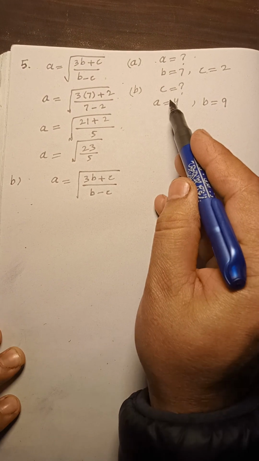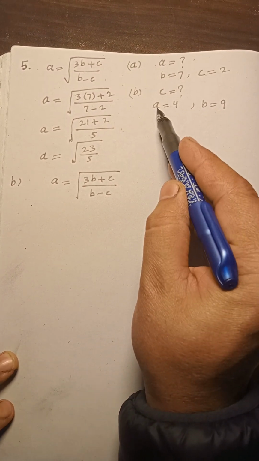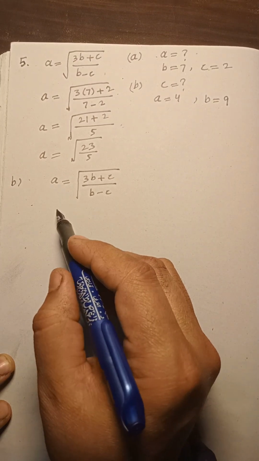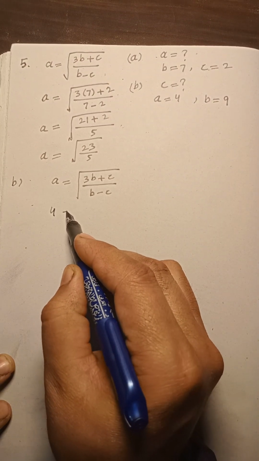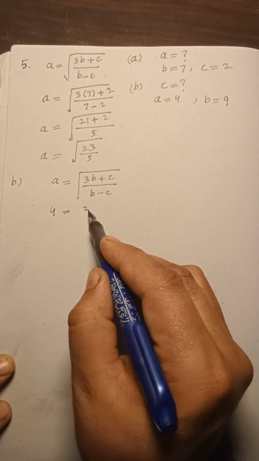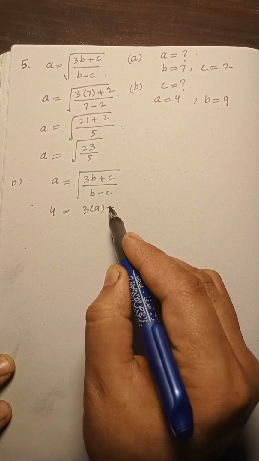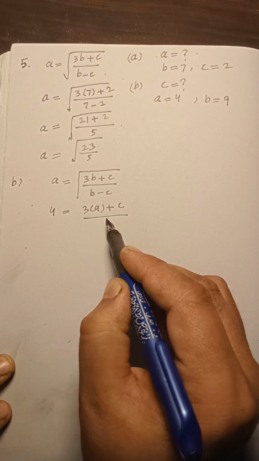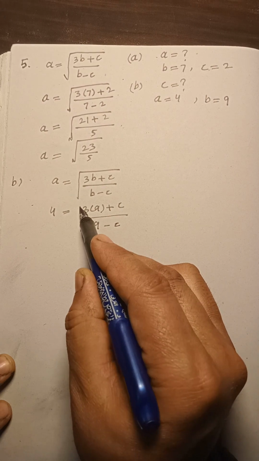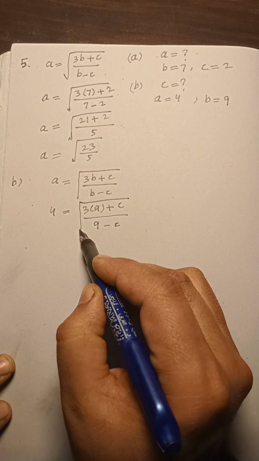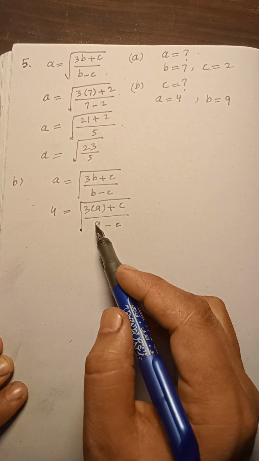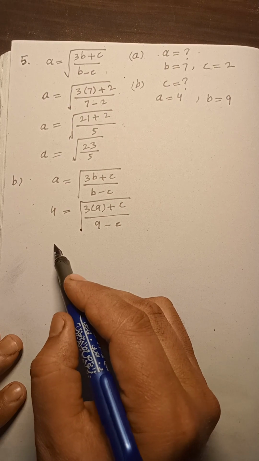to solve it for this part, to find the value of C, put A is equal to 4 and B is equal to 9. In A write 4 and for B write 9, and C will be written as such. Without making C the subject, you can put the values and find the answer.